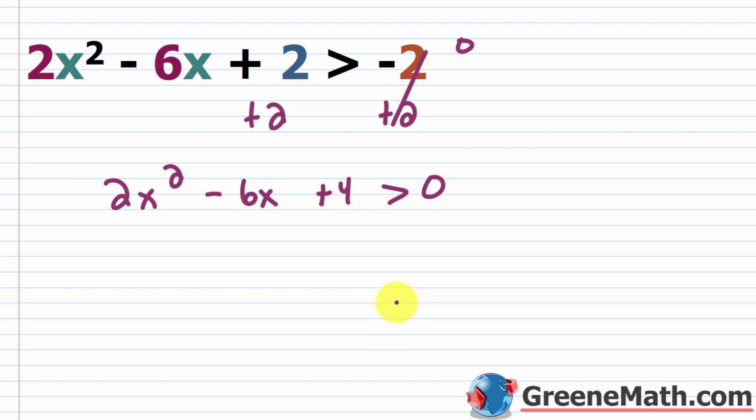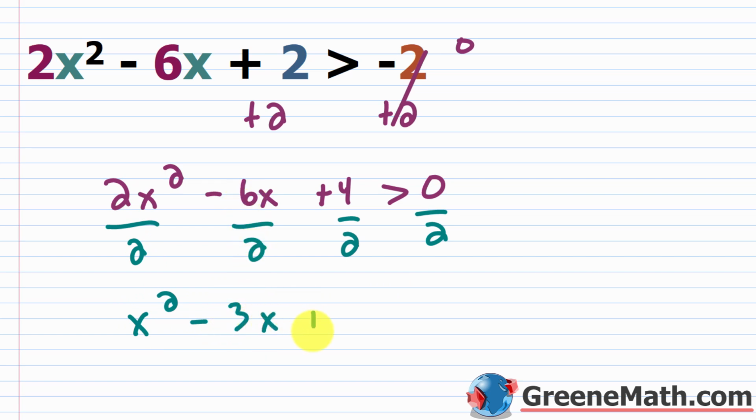Now you might notice that everything here in this inequality is divisible by 2. So I'm just going to make my life a little bit easier. And remember, you can always divide both sides of an inequality by a positive number, and you won't change the solution set. So I'm going to divide by 2 here, here, here, and here. And so 2 divided by 2 is 1, so this is x squared. Then minus 6 divided by 2 is 3, so this is 3x. And then plus 4 divided by 2 is going to be 2. And this is greater than 0 over 2 is 0.